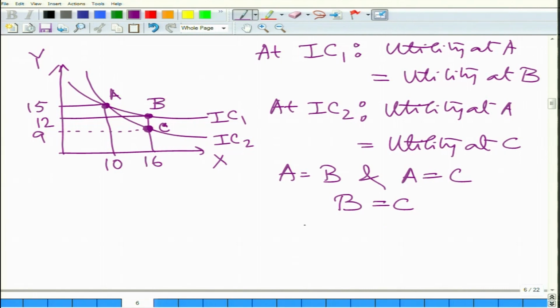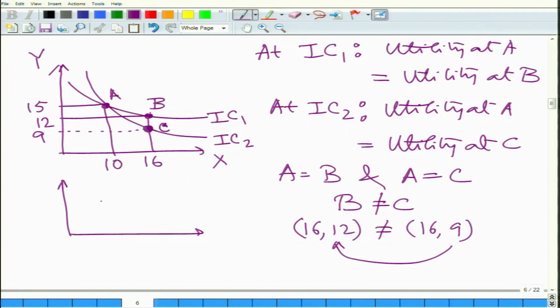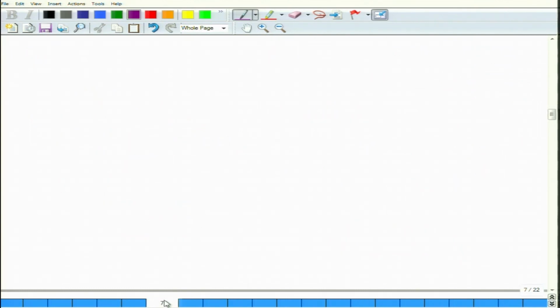In B, I have 16x and 12y. In C, I have 16x and 9y. Is it logical? I have said more is better, and I am having 3 units of y more on B as compared to on C. Therefore, my satisfaction level on B must be higher than my satisfaction level at C. Yes, and that is how B can never be equal to C. And as B can never be equal to C, indifference curves will only be parallel to each other, they cannot intersect.